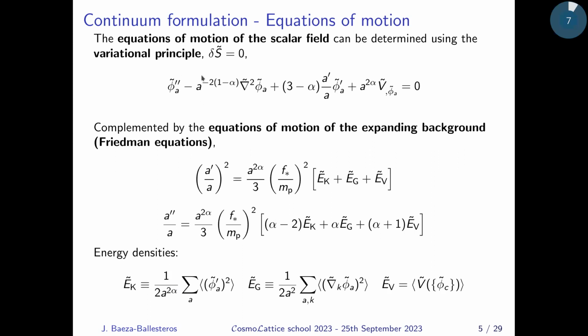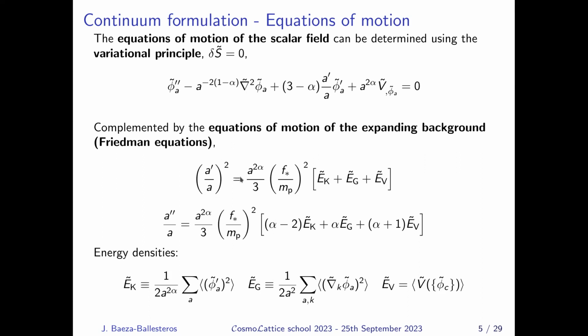In addition to this equation of motion for the scalar field, since we are working in an expanding background, the dynamics have to be complemented by the equations of motion of the expanding background. And these equations of motion are the Friedmann equations. What you have to recall is that we are working in a model in which we have a scalar field that evolves in an expanding background, but this background is expanding due to the scalar field. So the Friedmann equations are sourced by the energy densities associated to this scalar field. So we have two different equations, the Friedmann equations.